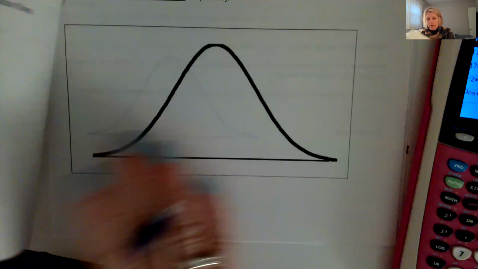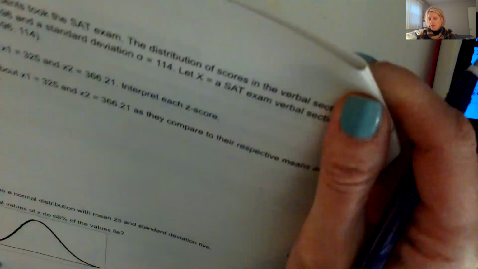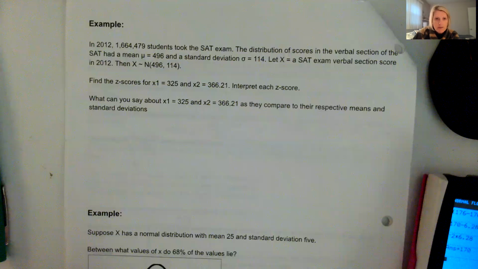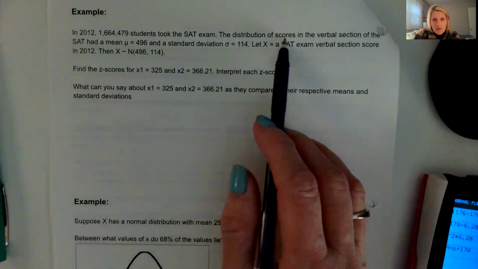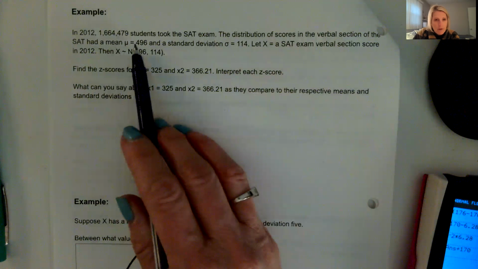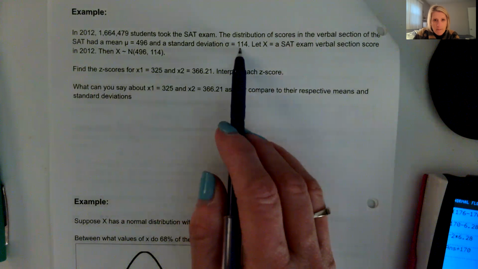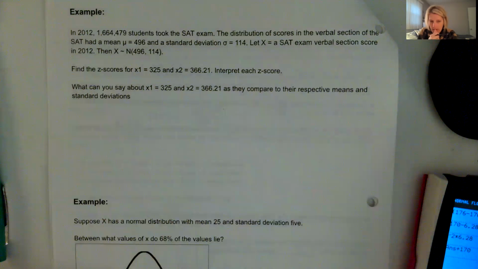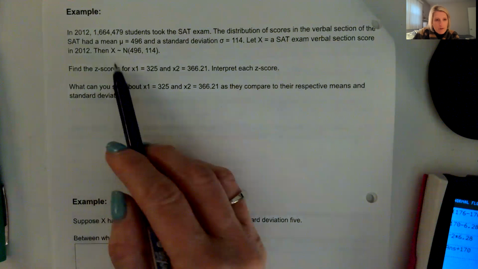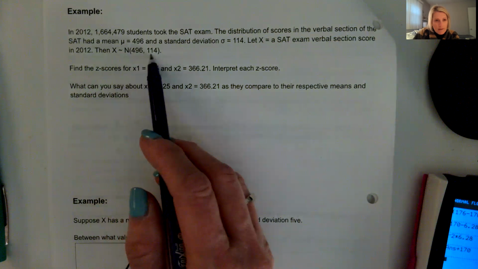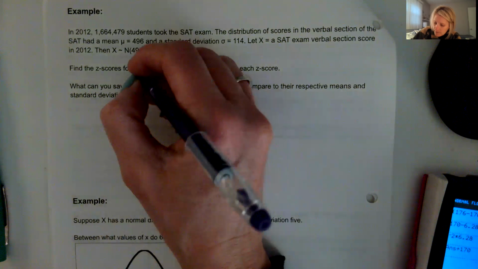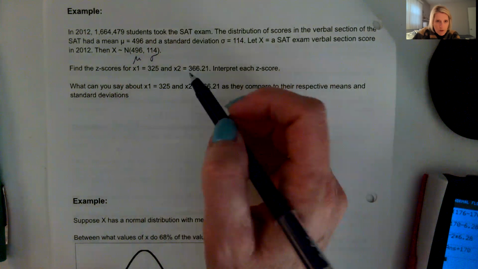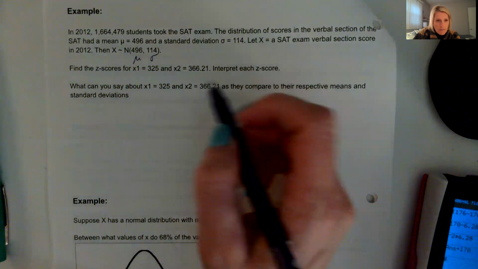Let's look at another example here. It says in 2012, 1,664,479 students took the SAT exam. The distribution of scores in the verbal section of the SAT had a mean of 496 and standard deviation of 114. Let X equal an SAT exam verbal section score in 2012. Then we know that X is distributed normally with mean of 496 and standard deviation of 114. Find the Z-scores for these two scores, and interpret each Z-score.